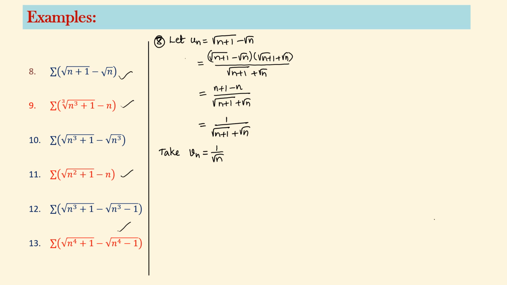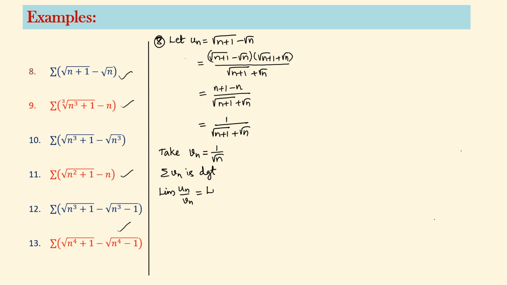So we know that this is divergent. Summation Vn is divergent by P series test. Why is it divergent? Root n means n power 1 by 2. So by P series test, if P is less than or equal to 1, it is divergent. So 1 by 2 is less than or equal to 1. So this is divergent.